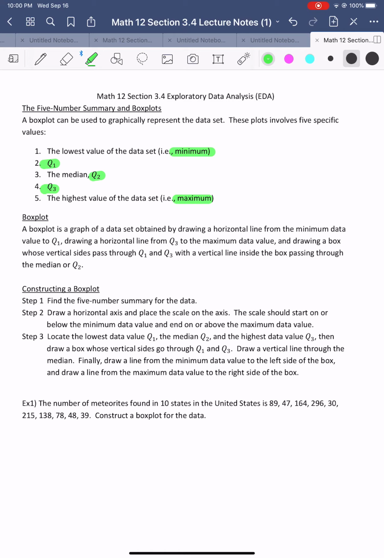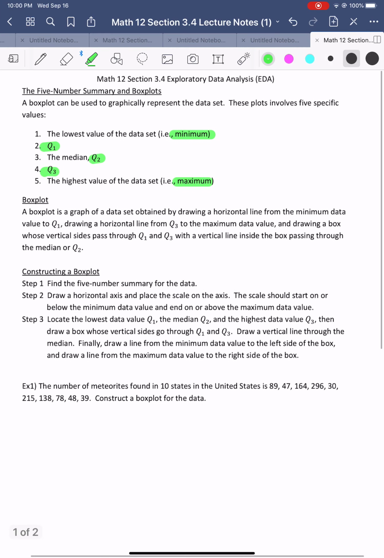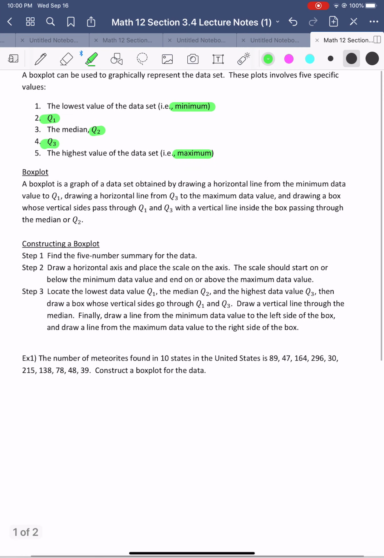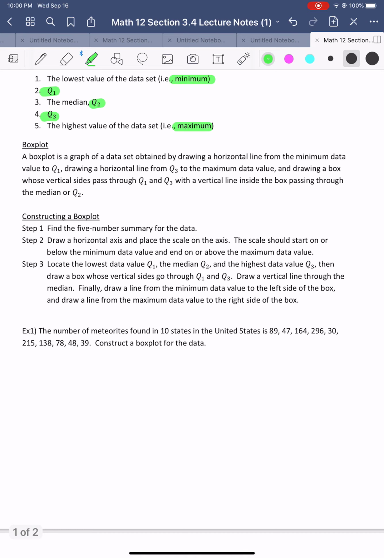Okay, box plots, actually it's easier to see when you're doing the problem, okay? So I'll show you what the box plot is. Example one: the number of meteorites found in 10 states in the United States is 89, 47, 164, 296, 30, 215, 138, 78, 48, 39. Construct the box plot for the data.